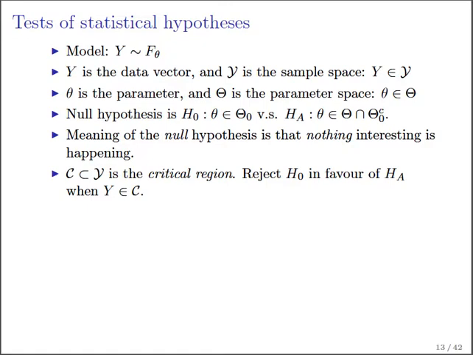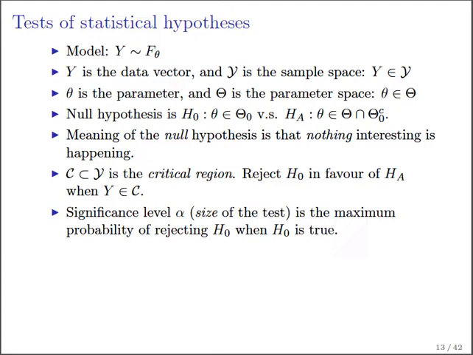We use C, a subset of the sample space, for the critical region, and we'll reject the null hypothesis in favor of the alternative when the data vector gets into the critical region C, which is often defined in terms of a critical value. A test statistic has got to be, say, bigger than some critical value. But notice that always defines a set of Y1 through Yn, the set of Y1 through Yn such that Z, the test statistic, is bigger than 1.96 or something like that.